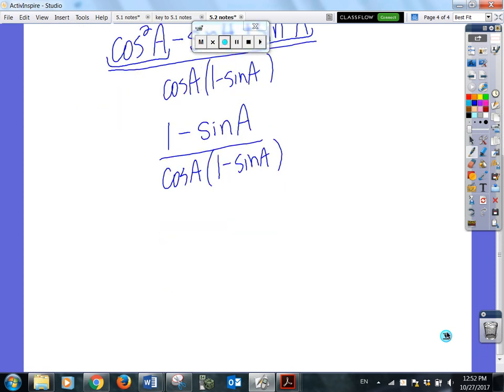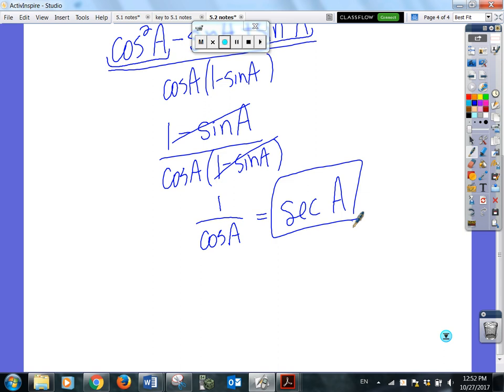And now look how nice that is. Cancels, cancels. Again, it doesn't cancel to just go away or become 0. It becomes 1 over cosine A, which is what? Secant A. No fractions. Got to get rid of fractions. And we have our answer.